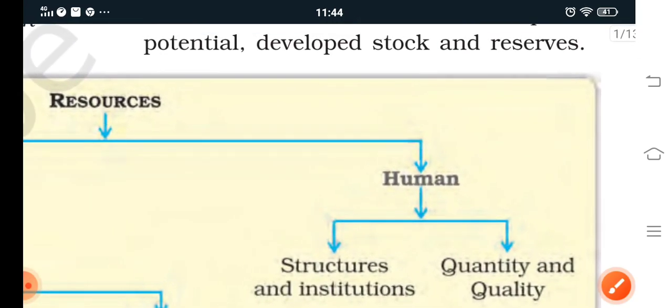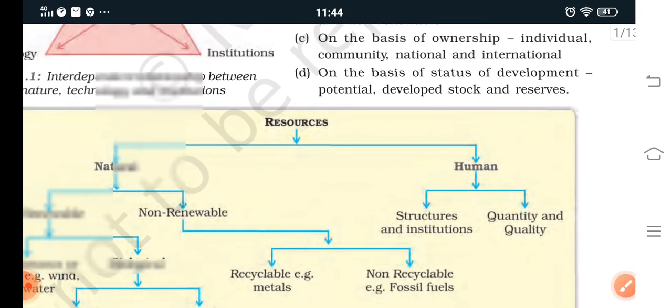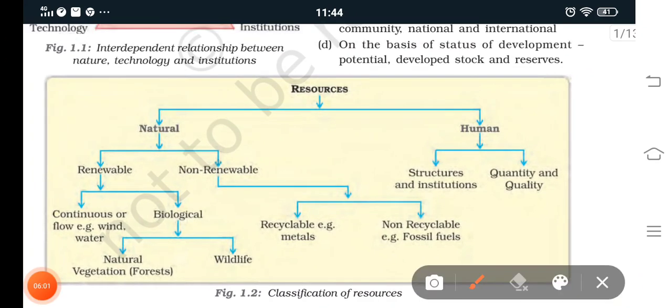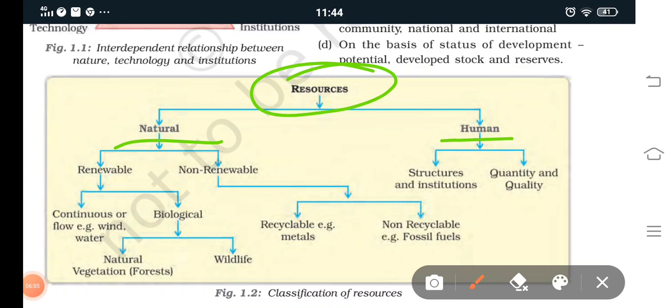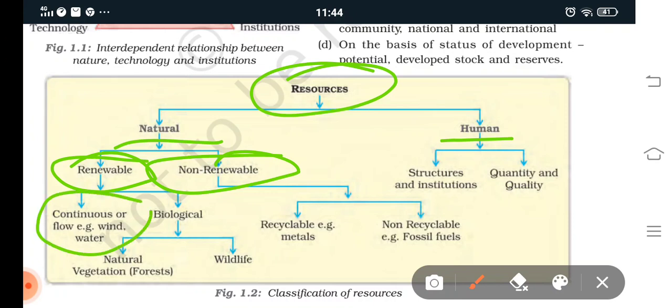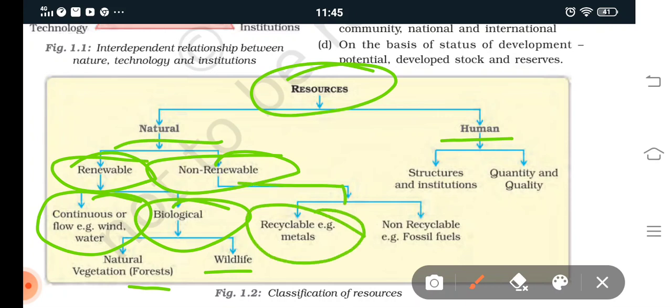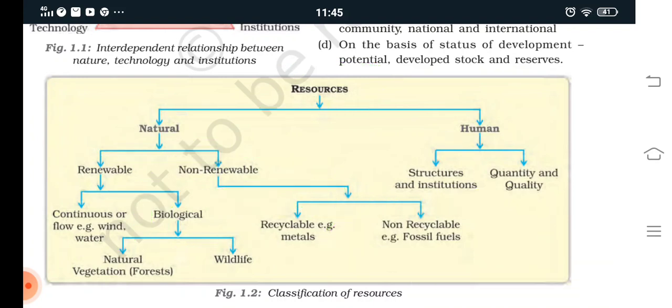Then let's see this chart. Resources are classified into natural and human. Natural into renewable and non-renewable. We have seen these things earlier also. Renewable may be continuous flow, for example wind, water, solar energy, and biological, which are your forests and wildlife. Then non-renewable comes, which are recyclable such as metals, and non-recyclable such as fossil fuels, your petroleum.